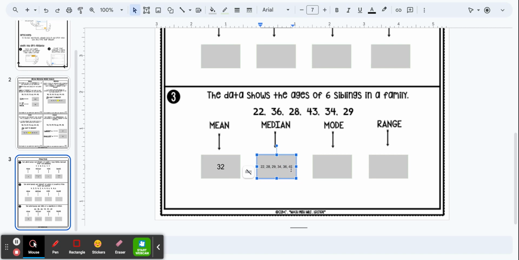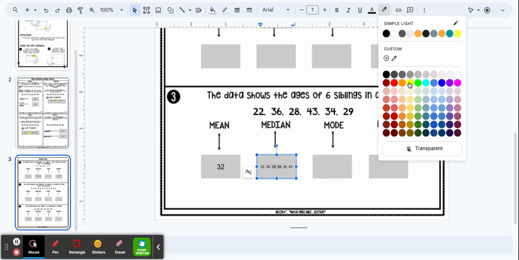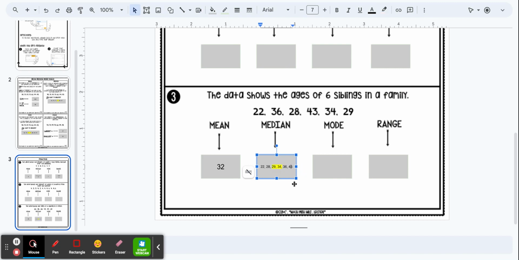So now from the outside in, we have 22 and 43. 28 and 36 are together. Oh, okay. Now we have 2 middle numbers. So remember what happens whenever we have 2 medians. We can't have an answer of 2 medians. We have to only find 1 median. So think to yourself real quick, what do we do whenever we have 2 medians there? We have to jump back to the mean and find the average of these 2 numbers.